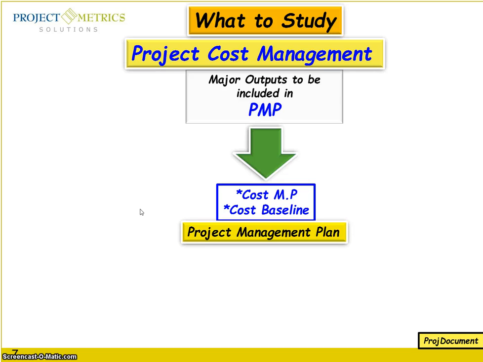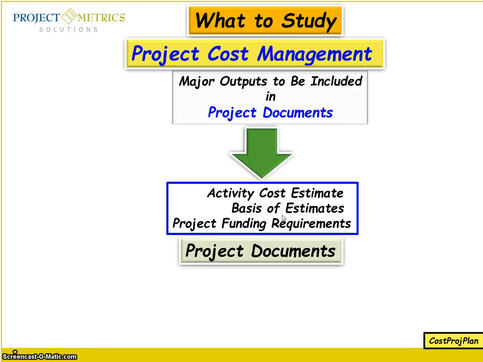What to study? I'd like you to focus on the constituents of the project management plan. So we are going to get the cost management plan, the cost baseline, and in terms of the documents, we are going to get the activity cost estimate, basis of estimate, and then the project funding requirements.